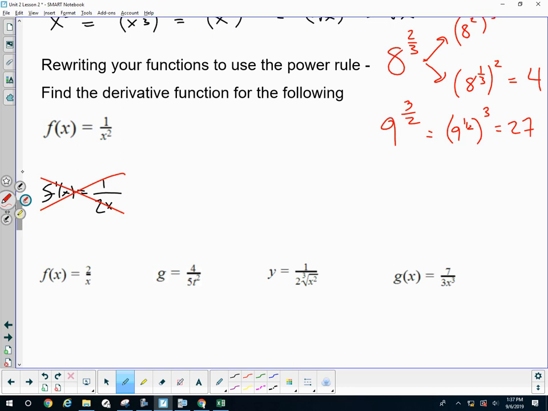So we will purposefully rewrite this to be x to the negative second. And then we will take the derivative or find the tangent slope generator, giving me f prime of x. The tangent slope generator is, okay, let's be careful, bring the negative 2 down. Subtract 1. Don't make the mistake of saying this is negative 1. You are subtracting 1 from negative 2. Negative 2 minus 1 is negative 3.